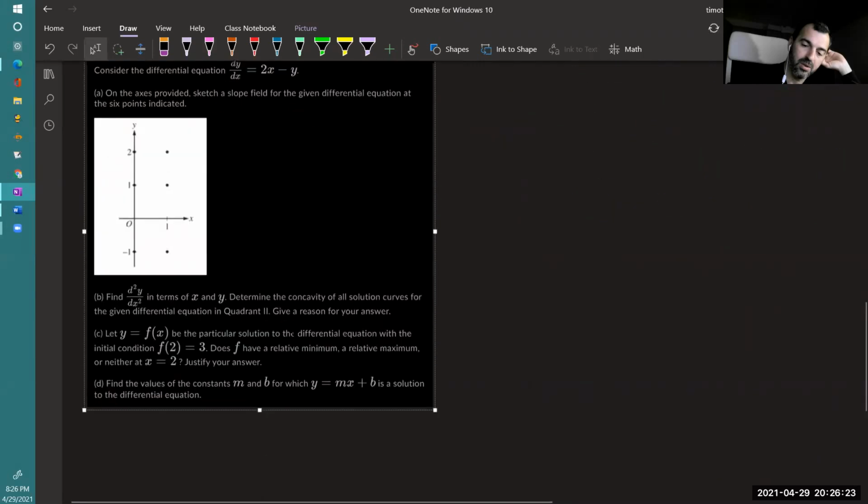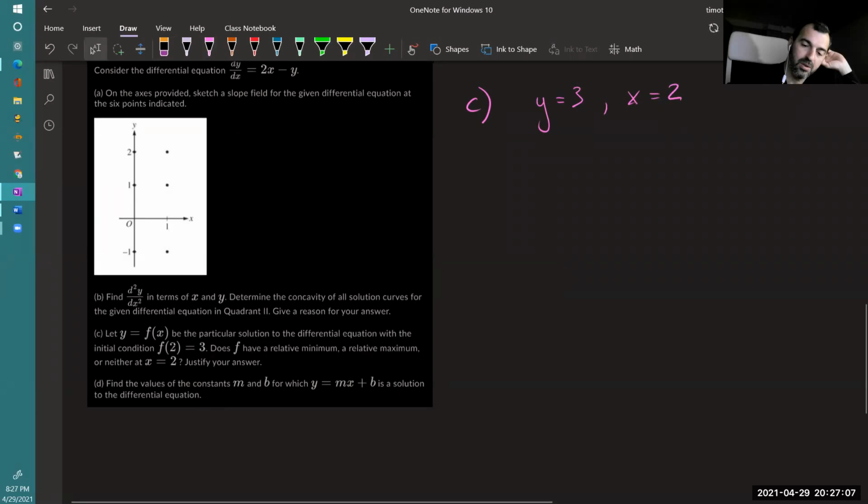I'm going to do part C. Let y equal f of x be the particular solution to the differential equation with the initial condition f of 2 equals 3. So basically what they're telling us here for part C is that when x equals 2, y equals 3. All right, so we got that.